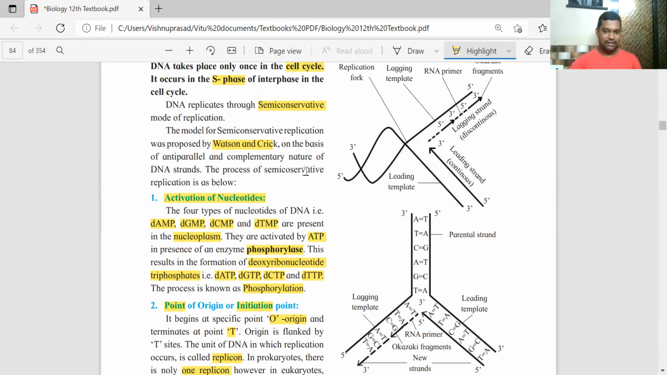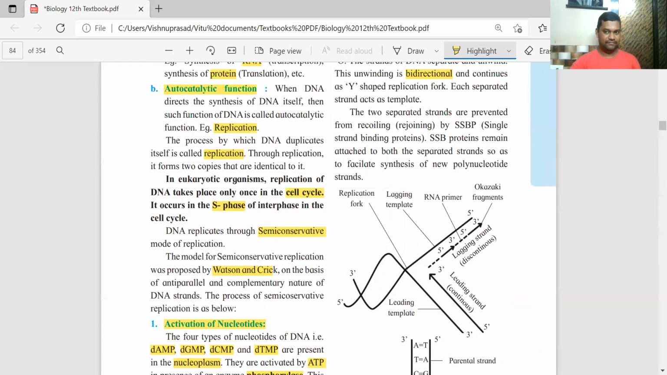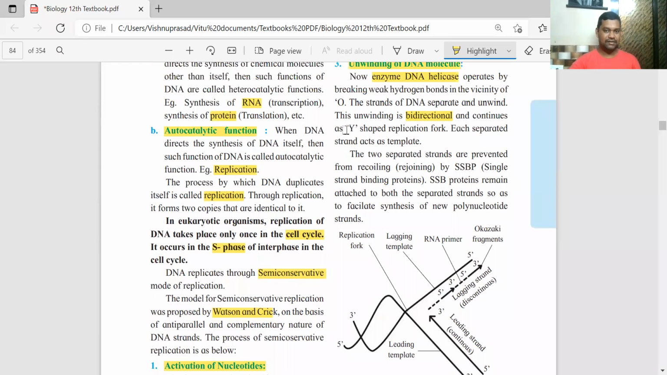This is the point O, and from here it opens and separates, so a Y-shaped structure forms, which is called the replication fork. Here we are talking about the two strands of DNA getting separated, and the separated strands are not stable.